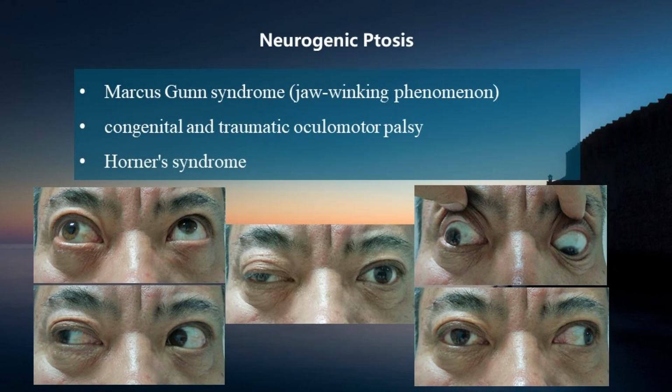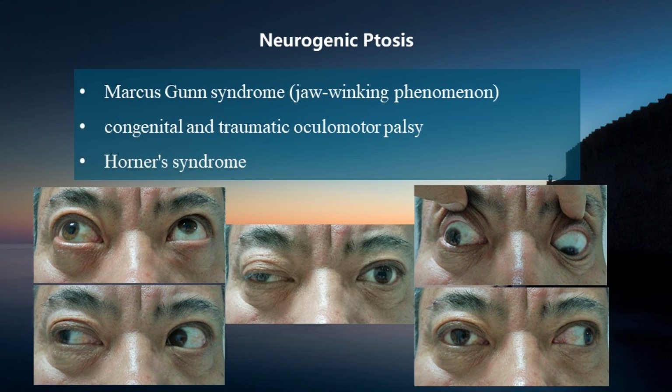Neurogenic ptosis. In Marcus Gunn syndrome, the ptosis decreases when the mandible is opened or is deviated to the opposite side, because the ptotic levator muscle is innervated by motor branches of the trigeminal nerve, as well as the oculomotor nerve.